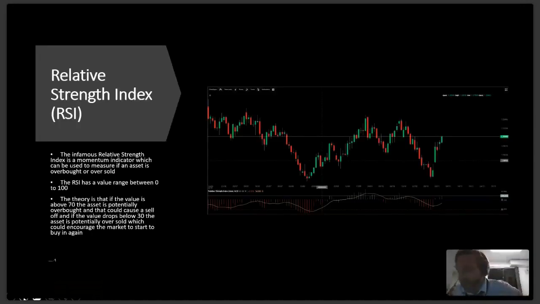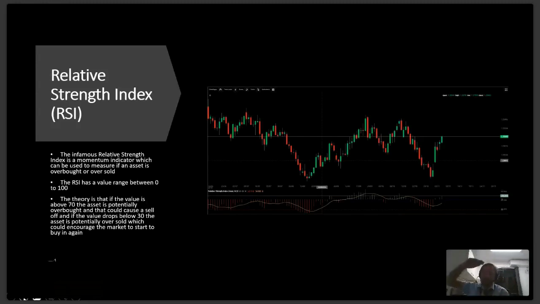The other oscillator we want to talk about is probably the most famous one, which is the relative strength index, the infamous relative strength index. Both these oscillators are known as leading indicators, not lagging. So they're trying to base the price on what future actions could be, and the RSI is certainly known as an early warning indicator. Now, the theory is that if an asset is overbought, as we said, the market might sell off. If it's oversold, then the market might start to buy in again. Now, the RSI has a value range between 0 and 100.